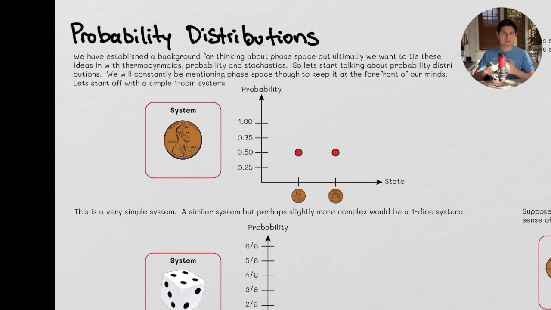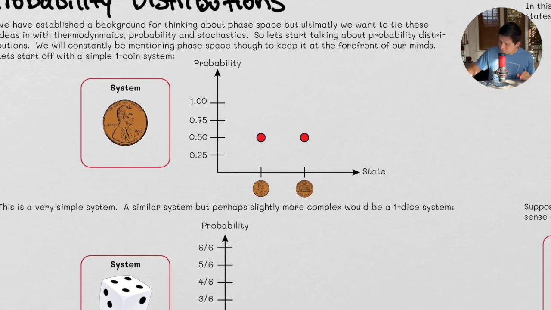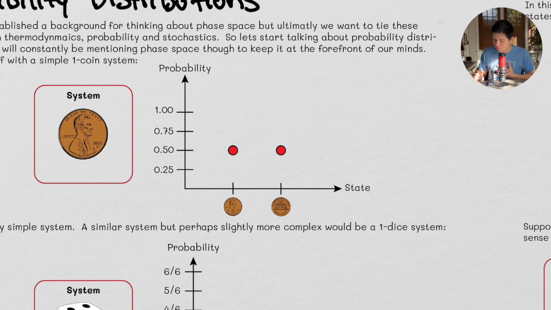Now let's put some tangible understanding to this. So consider a simple system. This system is just a single penny. Now a penny can be in an up state, which is the heads, or a down state, which is the tails. And typically if your penny is a fair penny, where one side is not heavier than the other, our probability distribution looks like this.